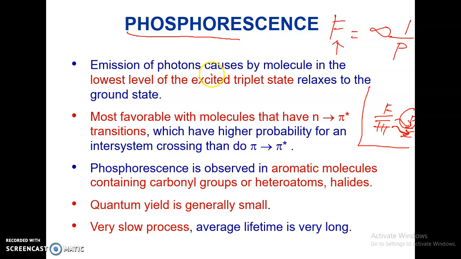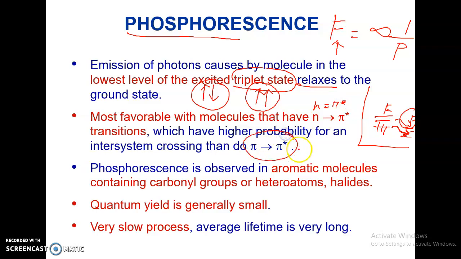What happens? You have intersystem crossing. Your first singlet state will become a triplet state and then relax to the ground state. Rather than having the singlet state with different spinning in a molecule, you now have a net spin of 0. So phosphorescence is more favorable with molecules having n to pi star as compared to pi to pi star. This is good for fluorescence, while this one is good for phosphorescence.